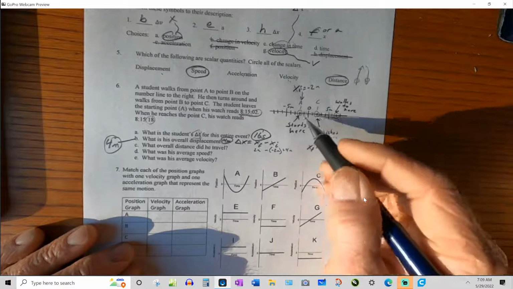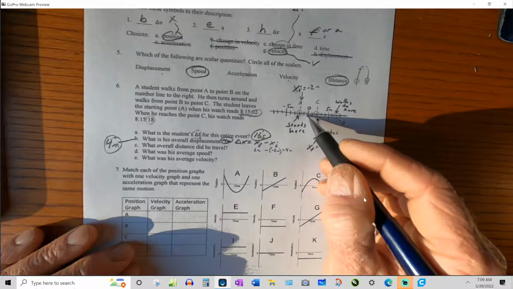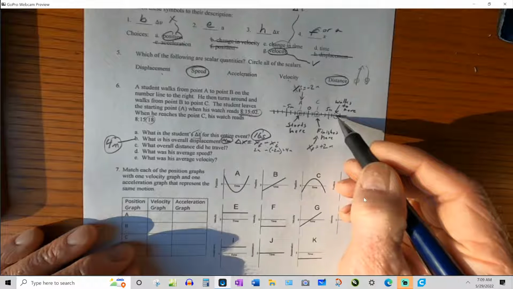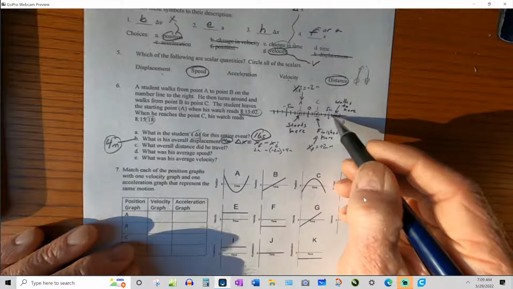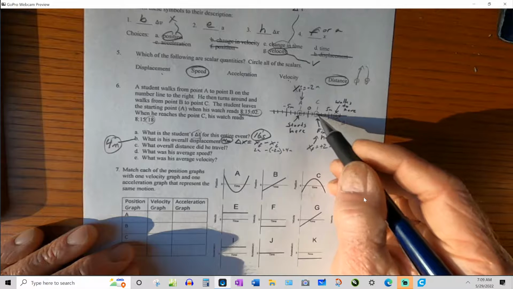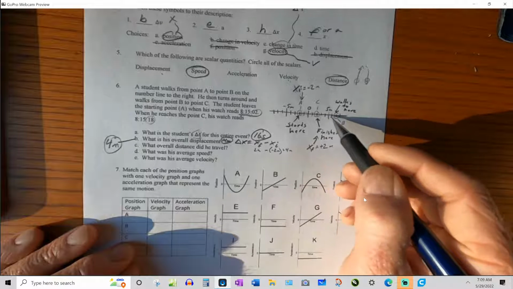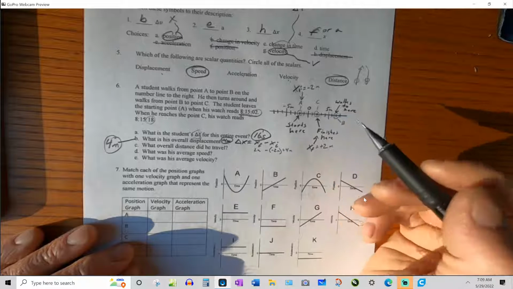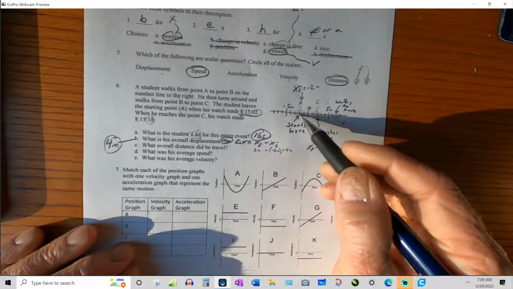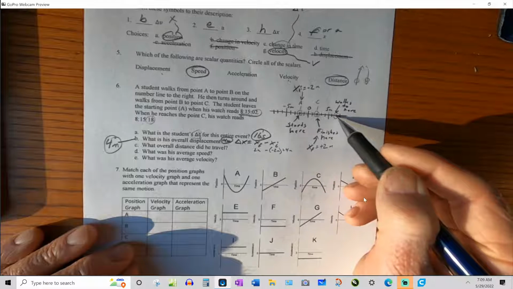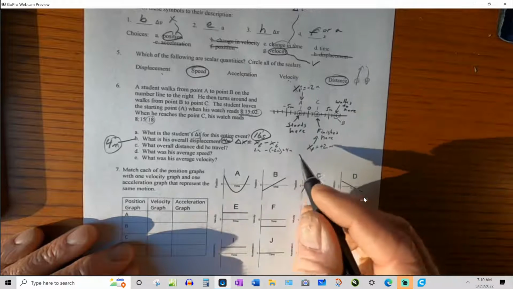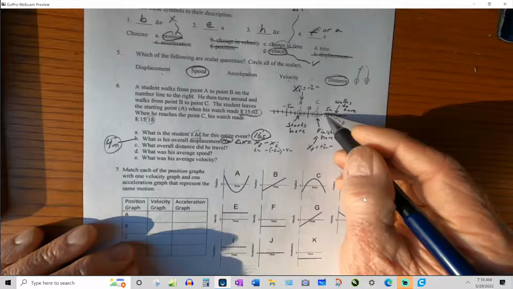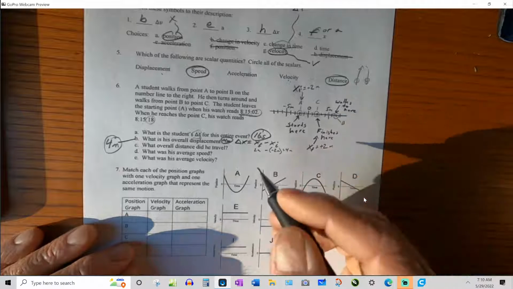With displacement, really what we're doing is adding 1, 2, 3, 4, 5, 6, 7, 8, 9, that he goes to the right, and then we're subtracting 1, 2, 3, 4, 5 that he goes to the left. So we add positive displacement, we subtract negative displacement, we get 4. But with distance, we just say, okay, he went 9, and then he went 4. 9 plus 4 is 13. Did I do that right? No. 1, 2, 3, 4, 5. So 9 plus 5 is 14.